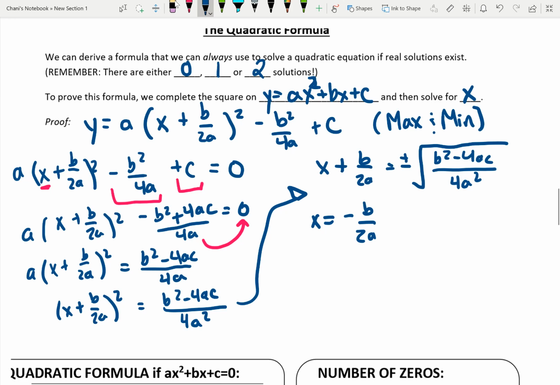So I'm going to move this b over 2a over, so I get negative b over 2a, okay, because I just moved it to the other side, plus or minus the square root of b squared minus 4ac, and I'm going to put that all over 2a. So I just took the square root of the denominator and simplified it, but I left it there on the top because I can't simplify that numerator. So now notice that they have the same denominator, so I can just write this as one big fraction.